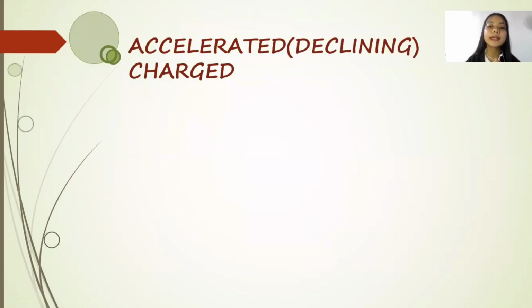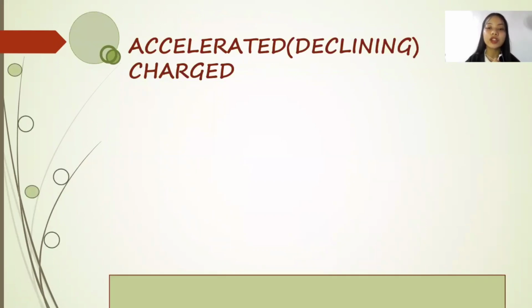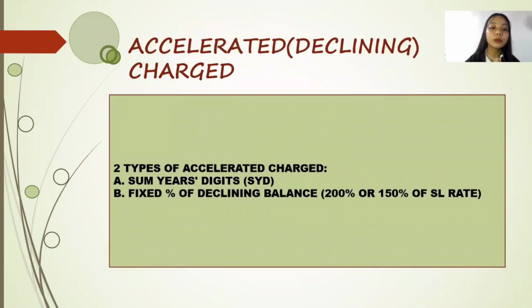So next method, accelerated declining charge. There are two types of accelerated charge. First, sum of the years digit. Second, fixed percent of declining balance, 200% or 150 of SL rate. So try natin yung sum of the years digit.